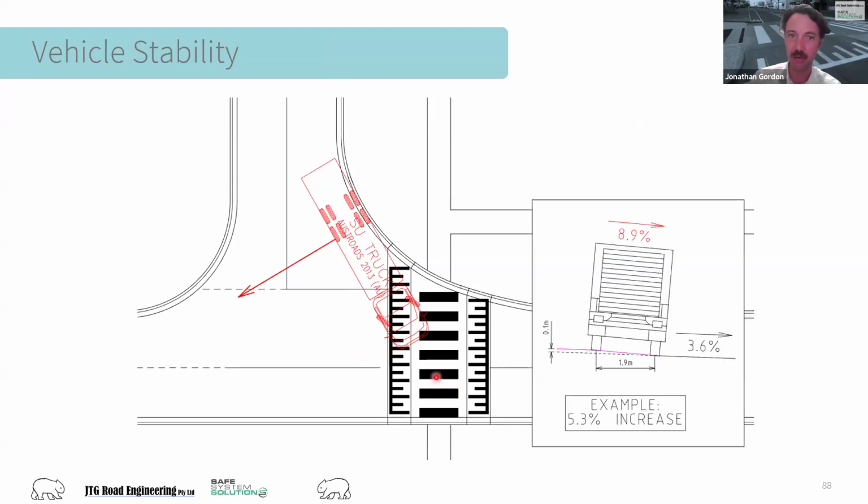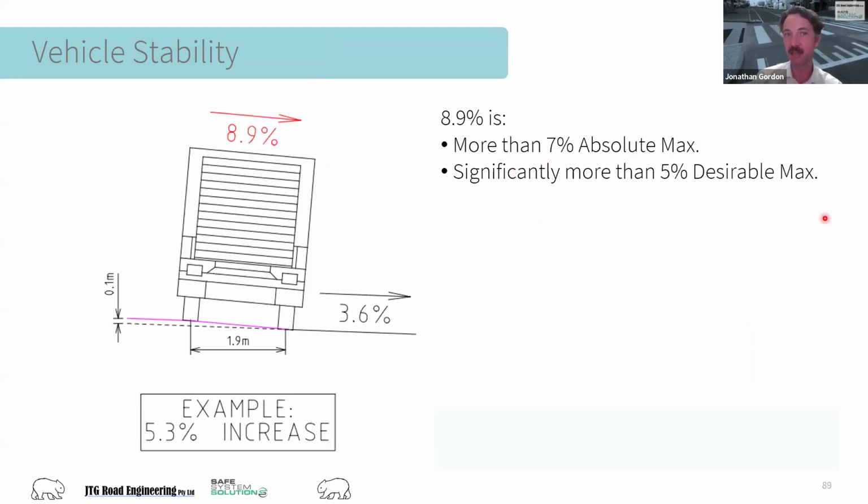And if I actually show you in our exact same example, which had our 3.6% maximum adverse crossfall, or effective crossfall, well, when you actually just do the math of a 1.9 metre wheelbase and 0.1 metre high platform, it comes out as a 5.3% increase, and that 3.6 becomes 8.9% adverse crossfall. Sorry, this is very nerdy. I'm chatting through lots of technical stuff here, but that's significantly more than our 7% max and our desirable max.